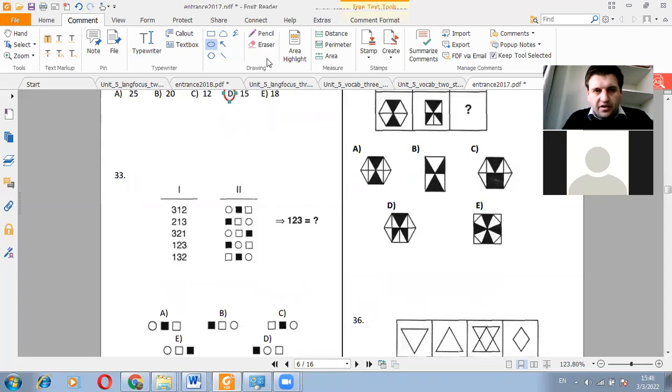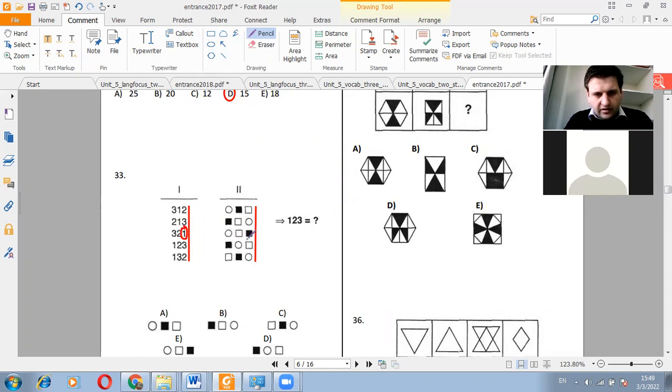Question 33. We have three-digit numbers and shapes here. Okay, so more or less in every entrance exam we have a question like this. You need to find out what number represents what shape. So if we take a look at this line here, parallel, we'll see that except for the squares and the circles, the black square here does not repeat. It appears only once. It means that that is number 1.